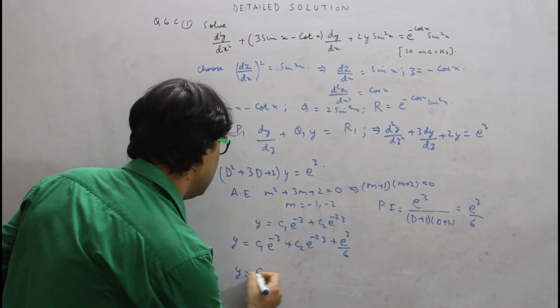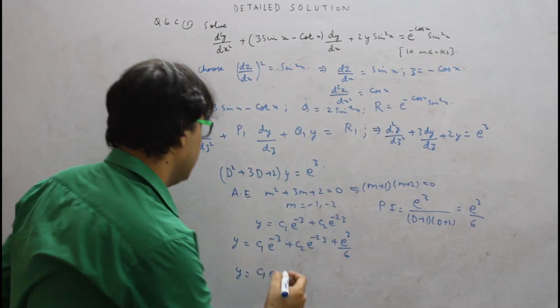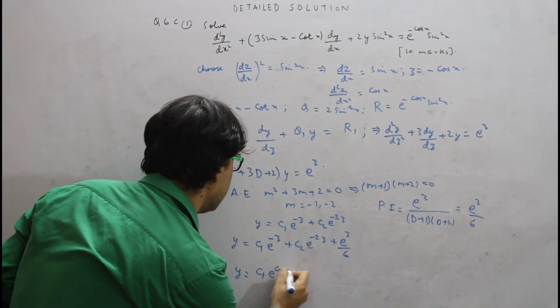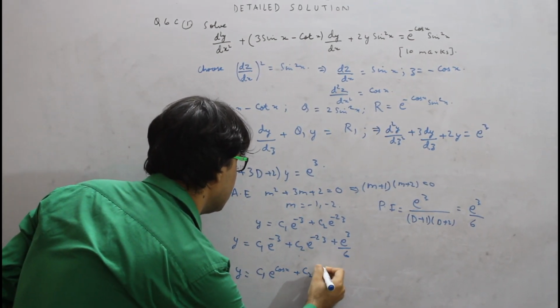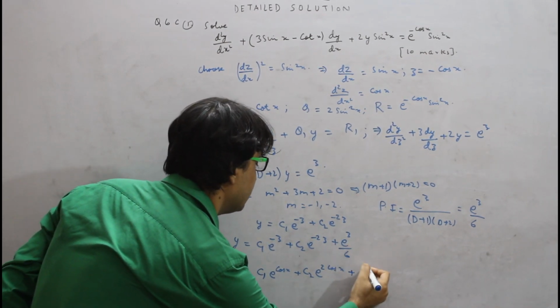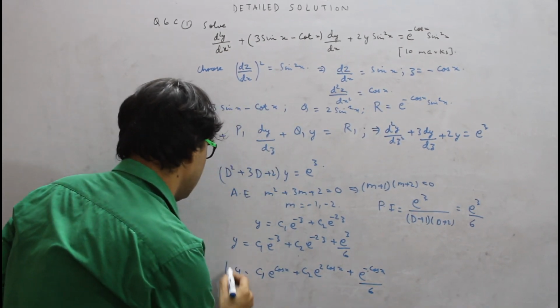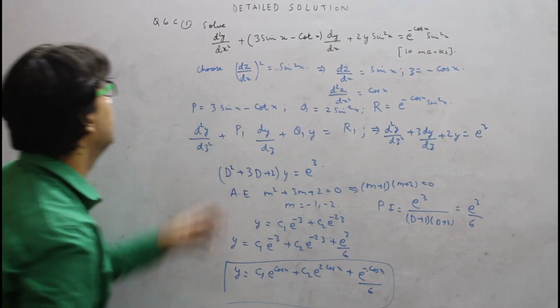So we know y is equal to c1 e and we know the z value is minus cos. So minus minus become plus. Similarly over here this becomes 2 times cos of x, and in place of z we can write e to the power minus cos x by 6. So this is our answer to this question.